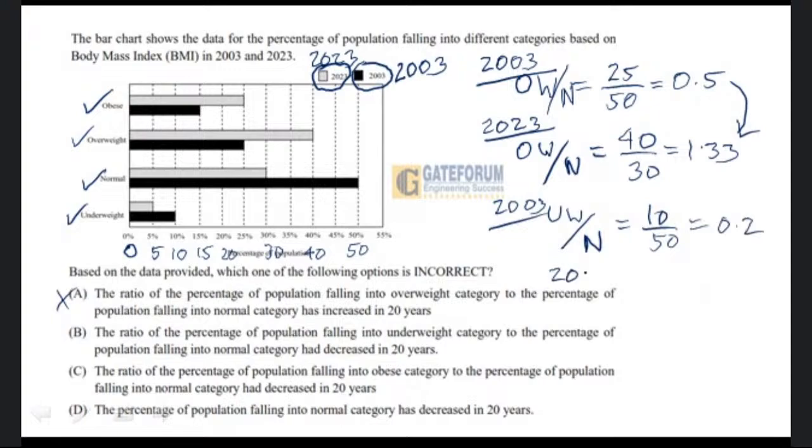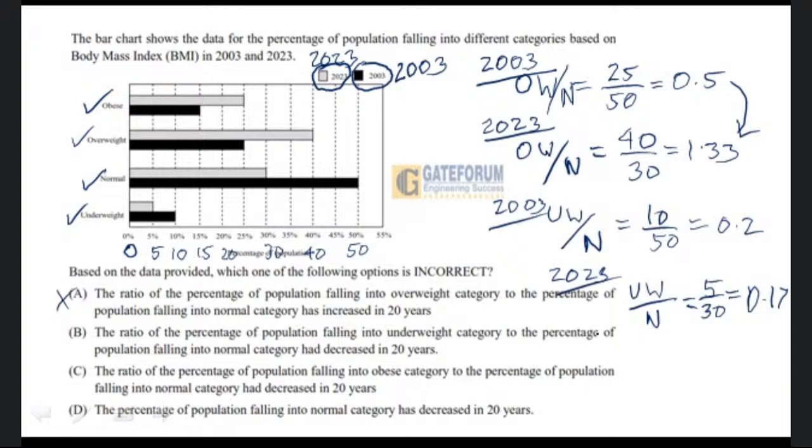And let us now find it in 2023. Underweight by normal. What is it? So that is 5 and this is 30. So 5 by 30. So that is 1 by 6, which is 16.67%. So that is 0.17. So we can say that option number B is indeed correct.